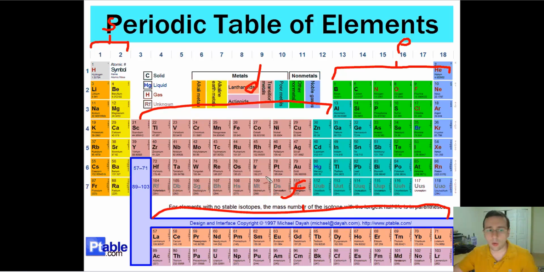But what I want you to know is this. Looking at the s block and the p block, you can actually use the periodic table to help you figure out the number of electrons on the last shell as well as the number of shells that that atom has.